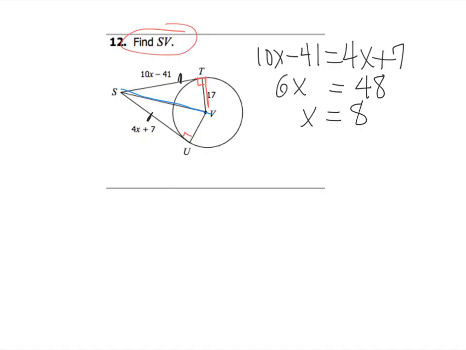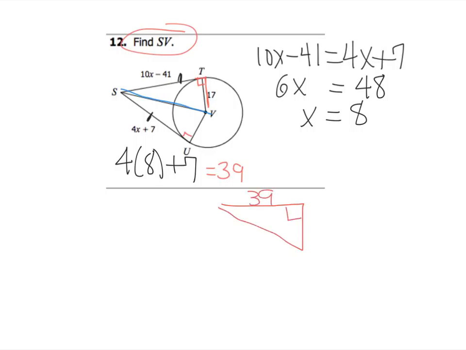Now that I know that x is equal to 8, I'm going to plug it back in. So it's going to be 4 times 8 plus 7 and see what we get. So I get the side is 39. So now let me pull out my triangle here. I have that this leg is 39 and this leg is 17. So then I can use Pythagorean's theorem and see what you get for SV.